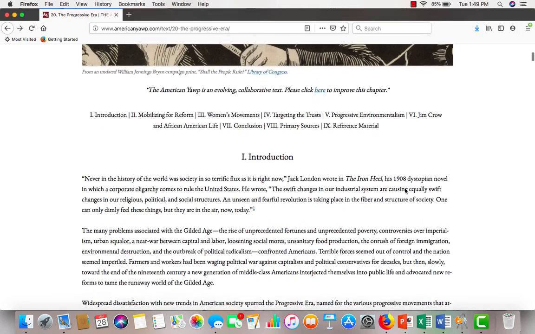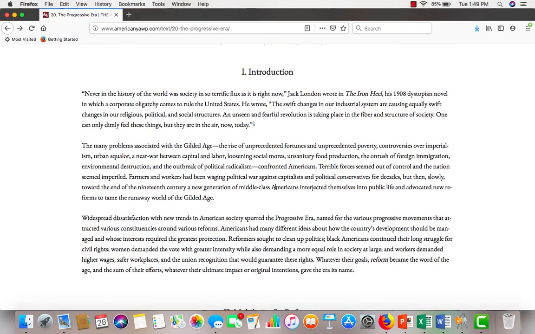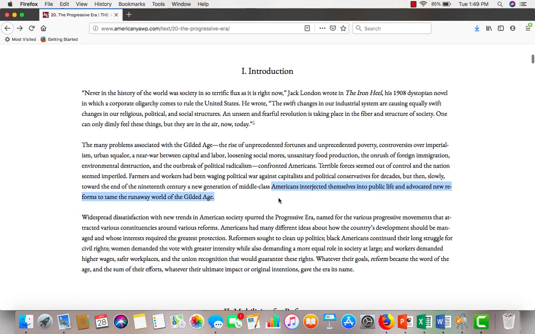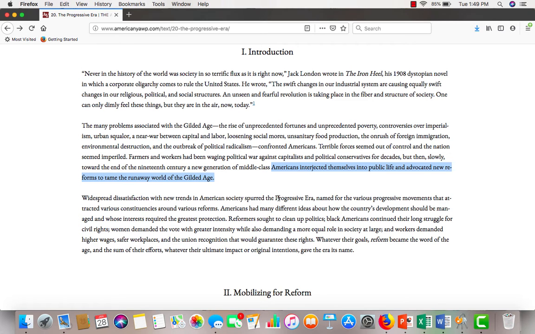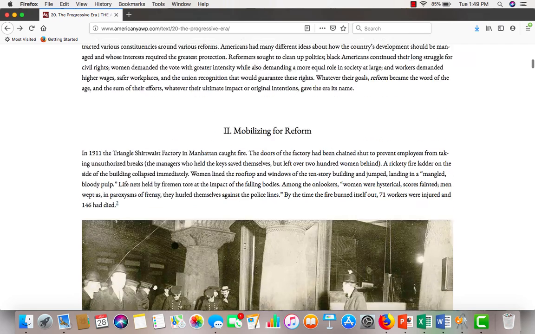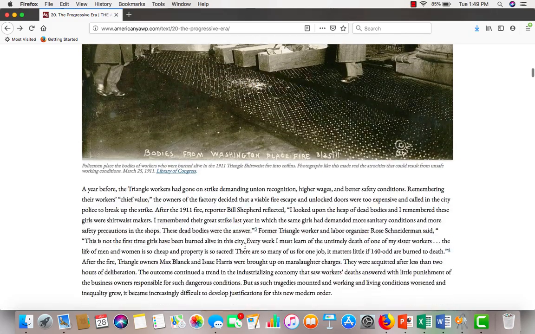So that's good. There is a part in here that says: Americans interjected themselves into public life and advocated new reforms to tame the runaway world of the Golden Age. I think sentences like that can let you know more or less what the entire chapter is going to be discussing, right? It's this emerging activist movement, this rising consciousness as people began to organize themselves and combat these systemic injustices, right? And so that was elaborated.